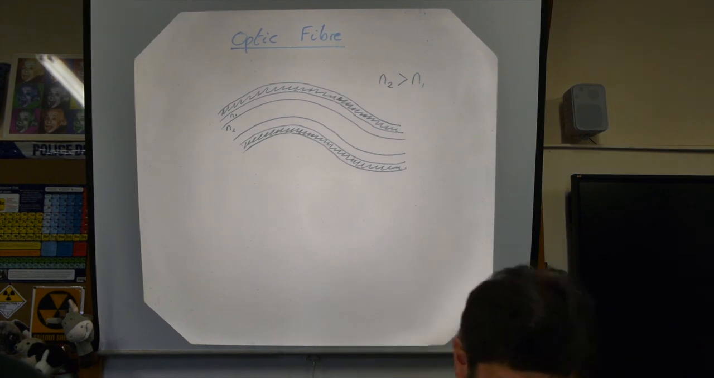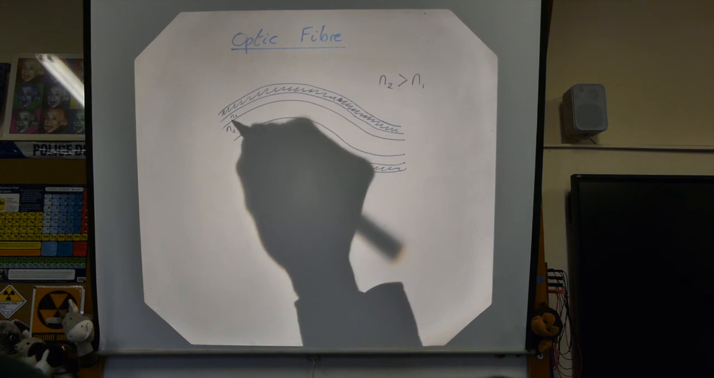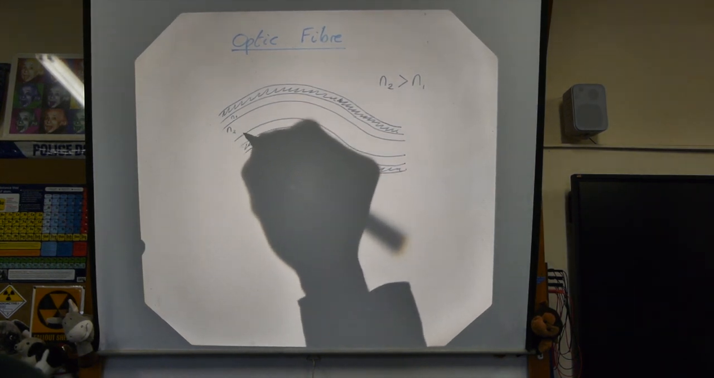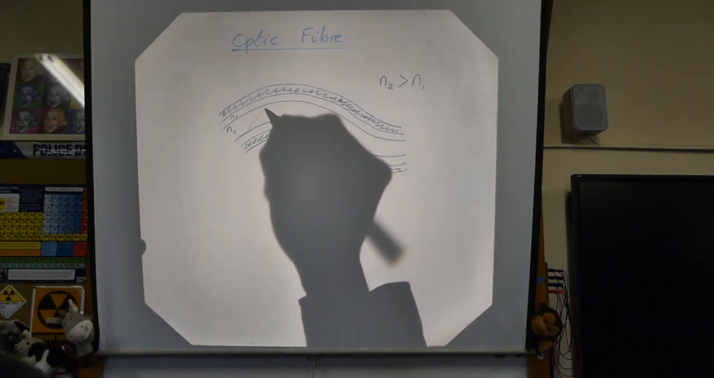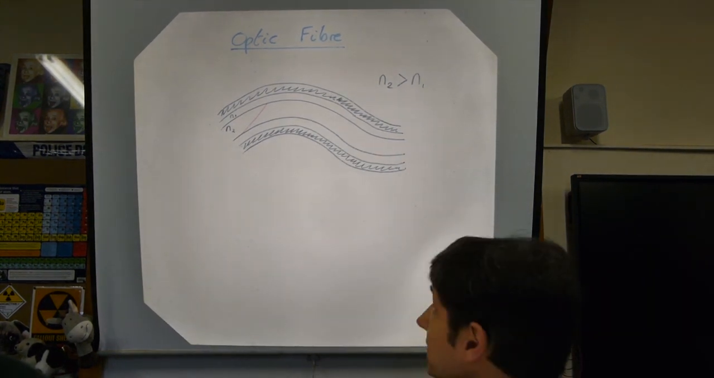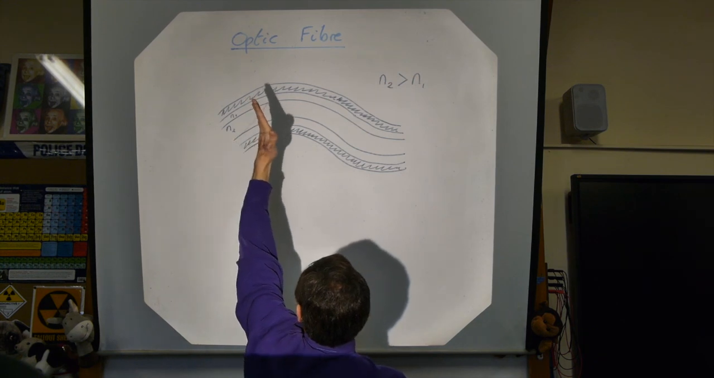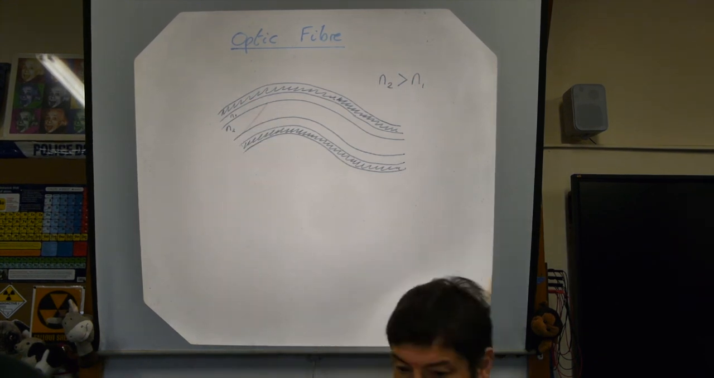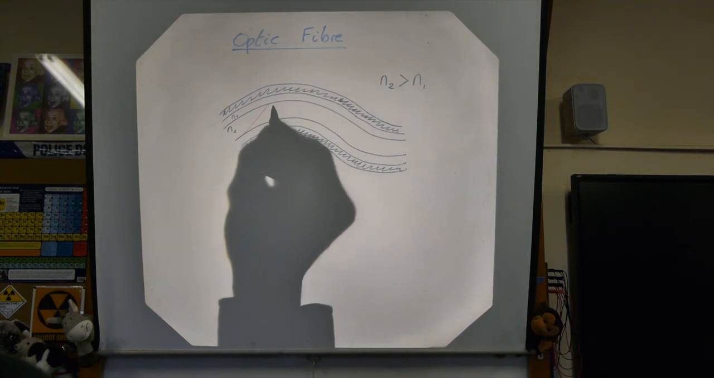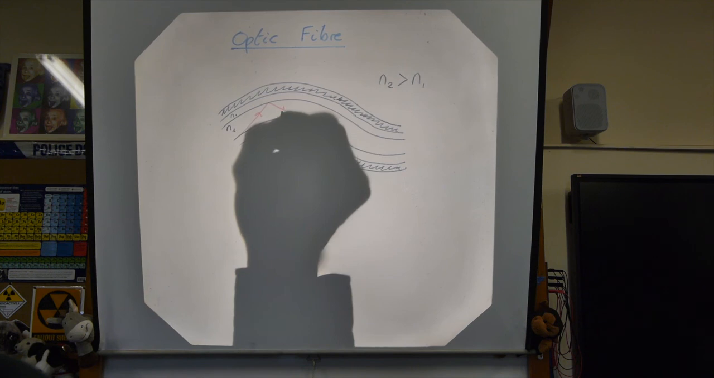Okay, good. Very quickly, I'll draw some light in this. I won't draw the light coming in because things happen when the light enters, but here we go. There's some light. It's come from this direction. It's hitting the interface between N2 and N1 at an angle. There's a normal, greater than the critical angle, so off it goes. Total internal reflection. Same again.